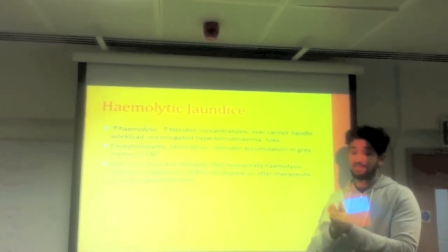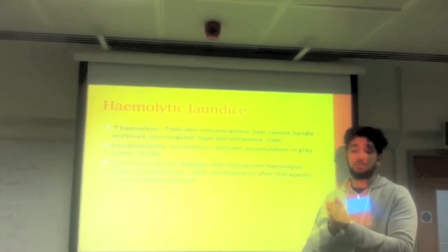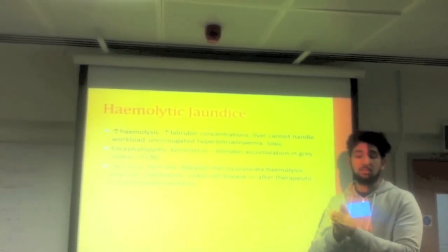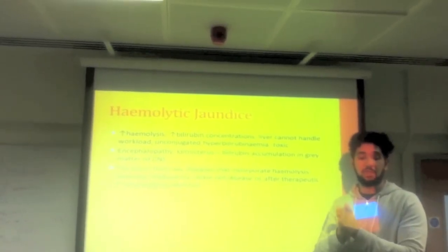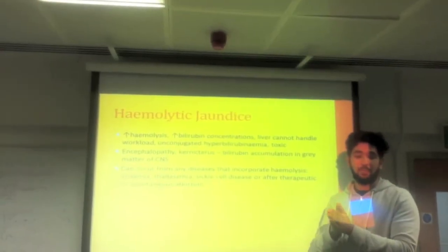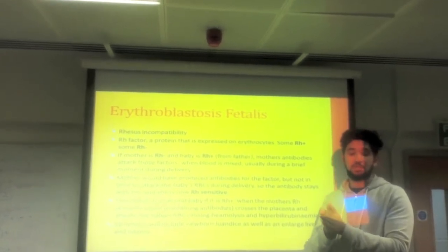In severe cases, the toxicity of this leads to kernicterus, which is an increase in bilirubin accumulation in the grey matter of the CNS. Other ways hemolytic jaundice occurs is because of anemia, thalassemia, sickle cell disease, therapeutic or spontaneous abortion. Erythroblastosis fetalis is another way hemolytic jaundice can occur.